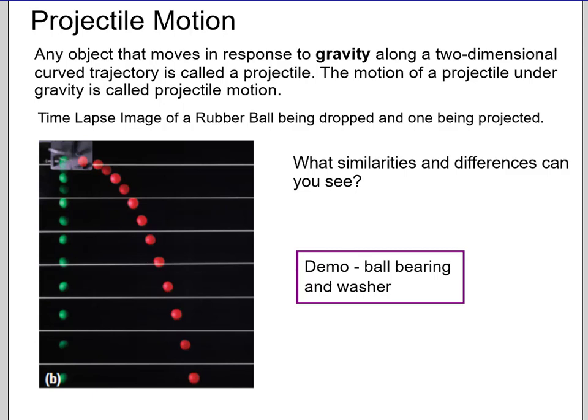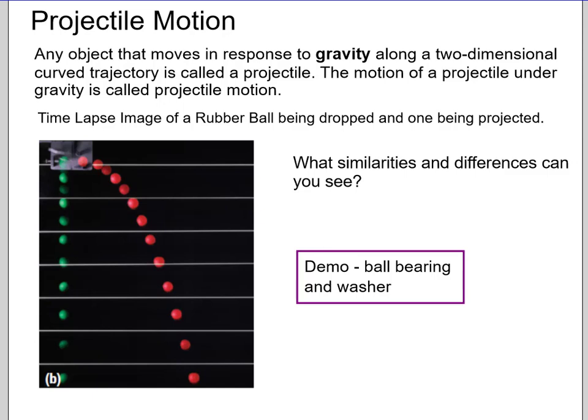Okay, so we have two objects here in this time-lapse photo, and they reveal some really interesting things. And I'll try and insert a little video here if I can get it to work. If you have two rubber balls being dropped, the green one's being dropped straight down, the red one's given a little push, and it also drops. When you look at the similarities and the differences, obviously the red one moves away from where it started. In terms of a horizontal direction, it moves to the right.